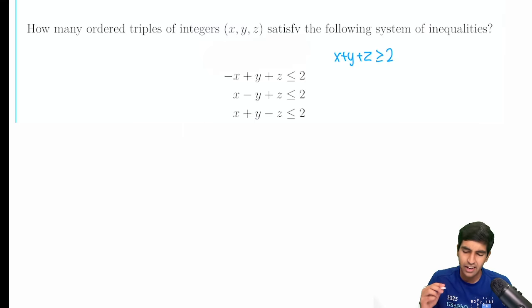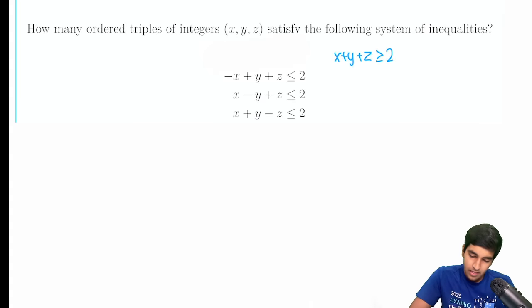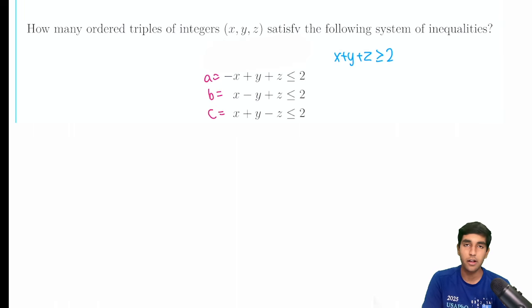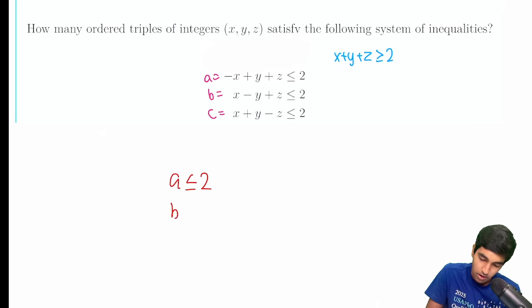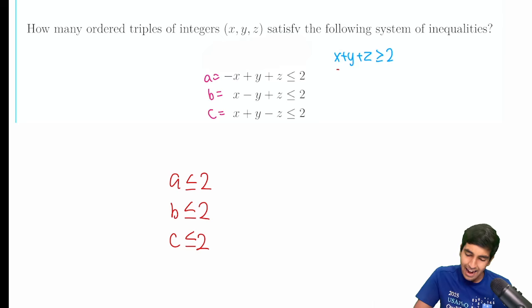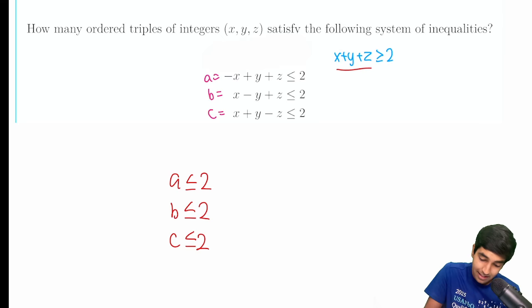This could be one potential solution using this and the triangle inequality. But here's a simpler way to think about it, in my opinion. The easiest way to think about this problem, and I think it's a really nice way, is to do a smart substitution: A, B, and C. Now our inequality becomes so much simpler. Now we just have A is less than or equal to 2, B is less than or equal to 2, C is less than or equal to 2. And then x plus y plus z is exactly A plus B plus C.